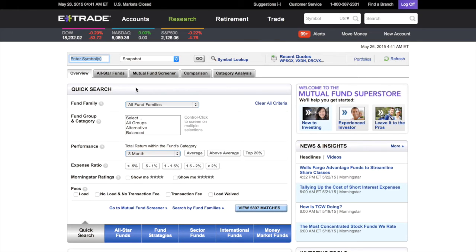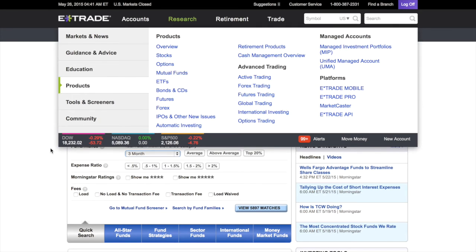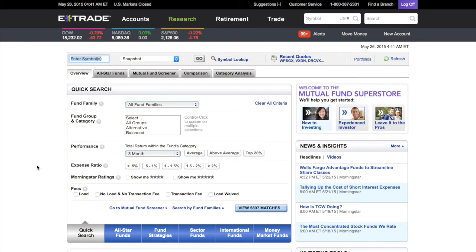It depends on the mutual fund, depending on how they set it up, and that's what we're going to get into. So as we have here, you go to research, like I said, products, mutual funds. When you come here, this is the mutual fund screener where you can check out not millions, but thousands of funds that they have here on Etrade, right? So you can go in and categorize how you want to do it, but we want to pay attention to down here where it says fees, where it has load, no load, no transaction fee, and load waived.